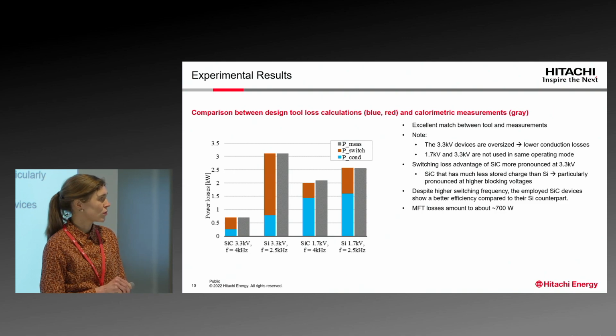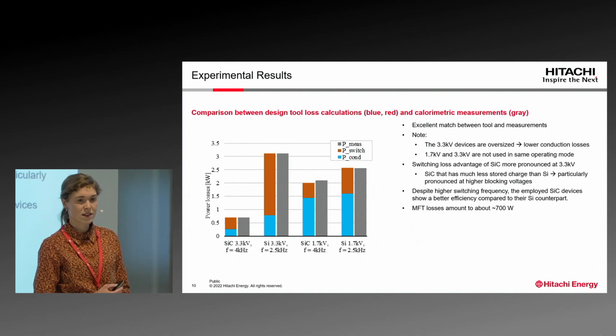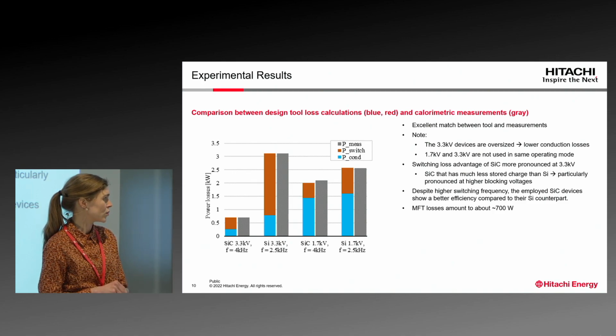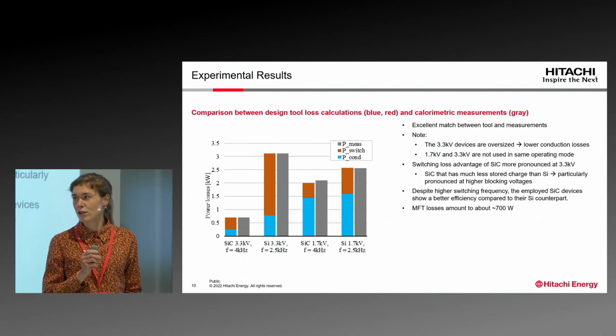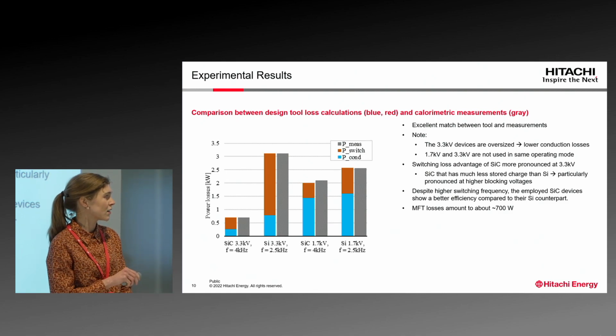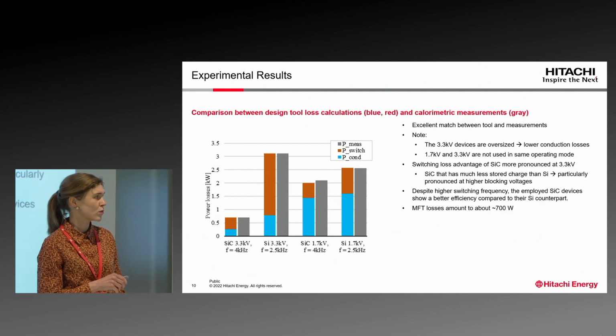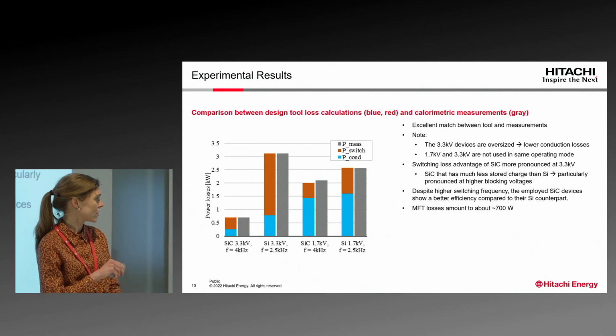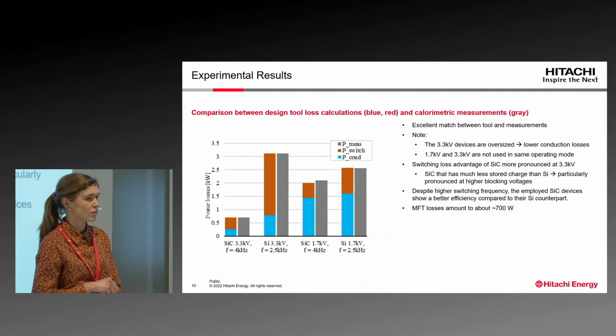But I would like to note 2 things. The 3.3 kilovolt devices are quite oversized here in our demonstrator. That's why we see relatively lower conduction losses compared to the 1.7. And also one should consider, because of the back-to-back operation, that the full bridges are either in inverter or in rectifier mode, so there's also a difference. So we have to be careful comparing these columns directly, so rather individually.